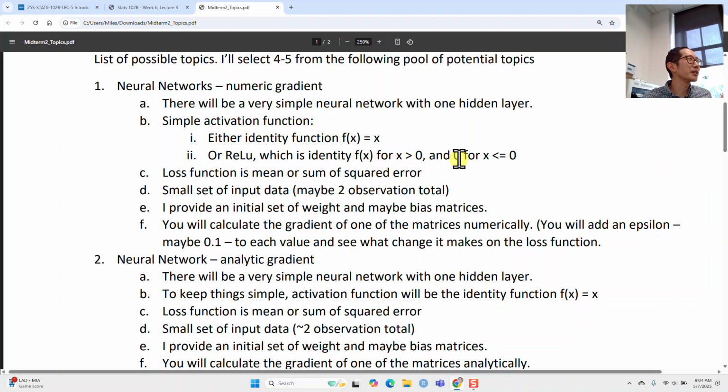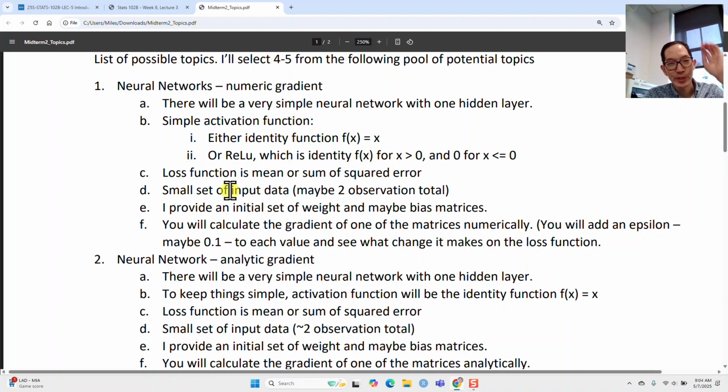We'll keep our activation functions real simple, because it's manual calculation, and if you have to mess around with log or e to the x, it gets annoying, right? But you will have to calculate the loss, which is going to be the mean or the sum of squared errors. That's the difference between the actual value and what you predict, okay? And I will give you a small set of input data. If our input layer is 2 nodes and I provide you 2 observations, your input matrix X will be 2 by 2, a small square matrix.